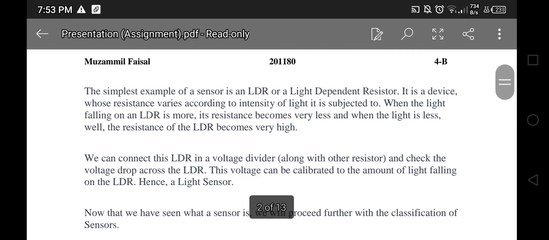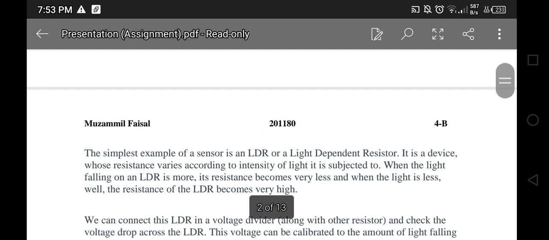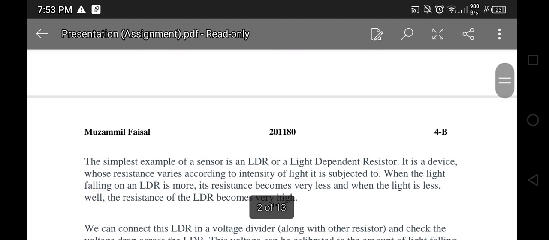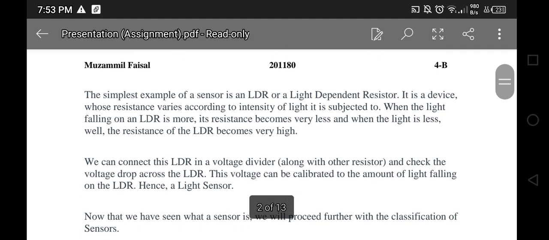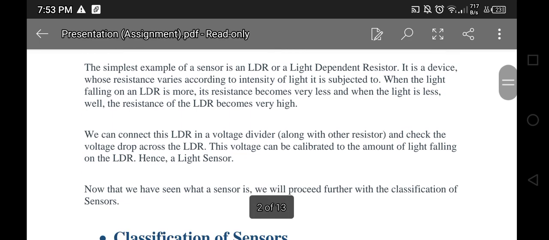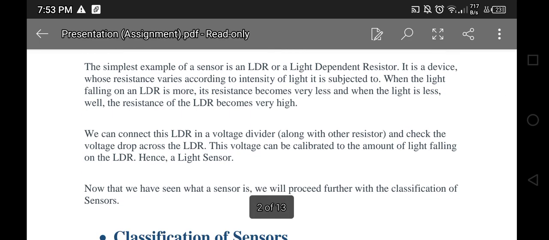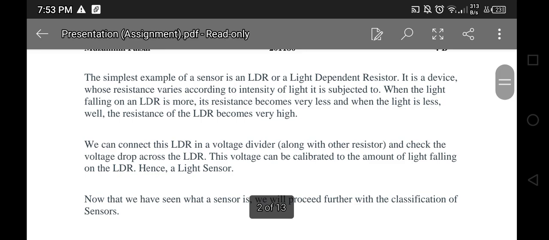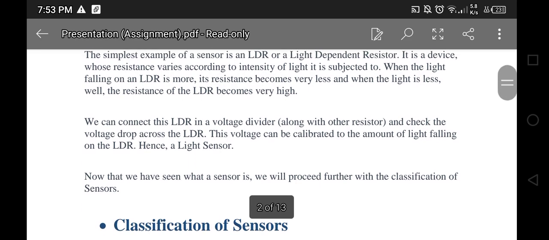The simplest example of a sensor would be an LDR, or light dependent resistor. It is a device whose resistance varies according to the intensity of light it is subjected to. When the light falling on the LDR is more, its resistance becomes less since they are inversely proportional, and when the light is less, the resistance would become very high.